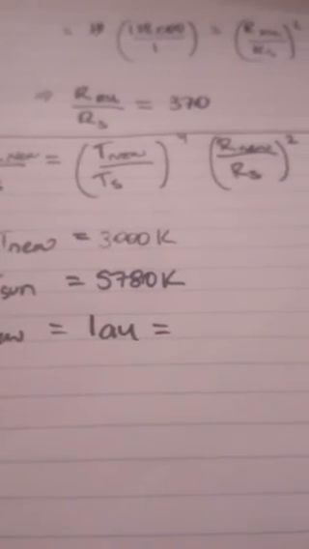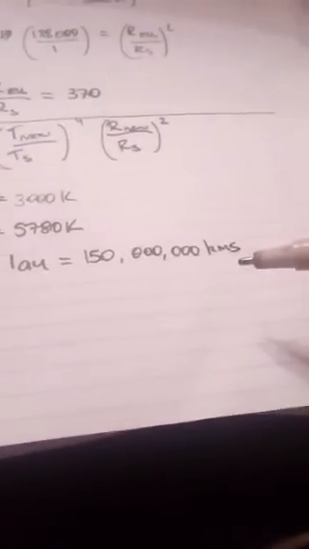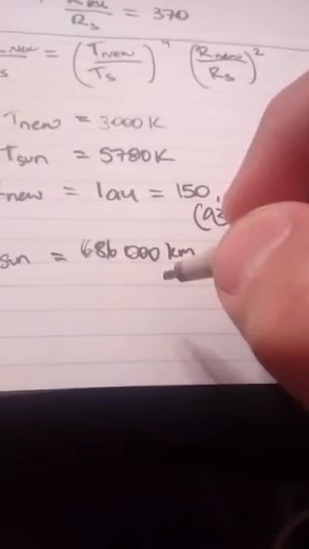which happens to equal, very simple, 150 million kilometers. It's around 93 million miles. So that's the new radius, and the radius of the sun at the moment equals 686,000 kilometers. That's one big damn difference. How many miles would you say that is? About 400,000 miles, something like that?